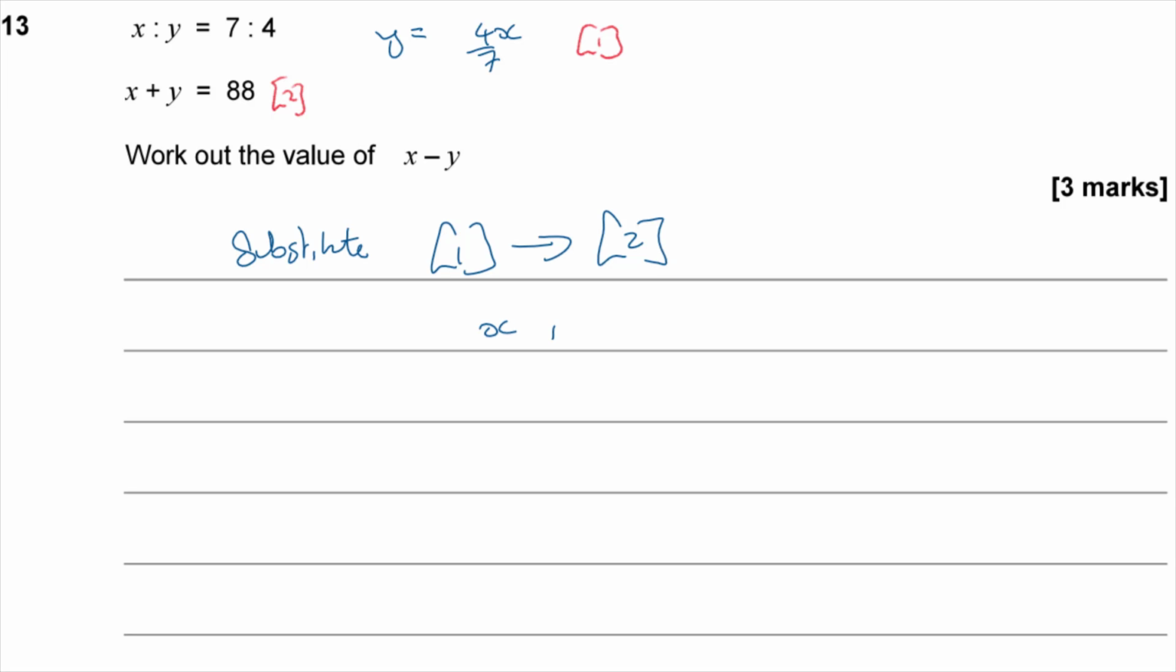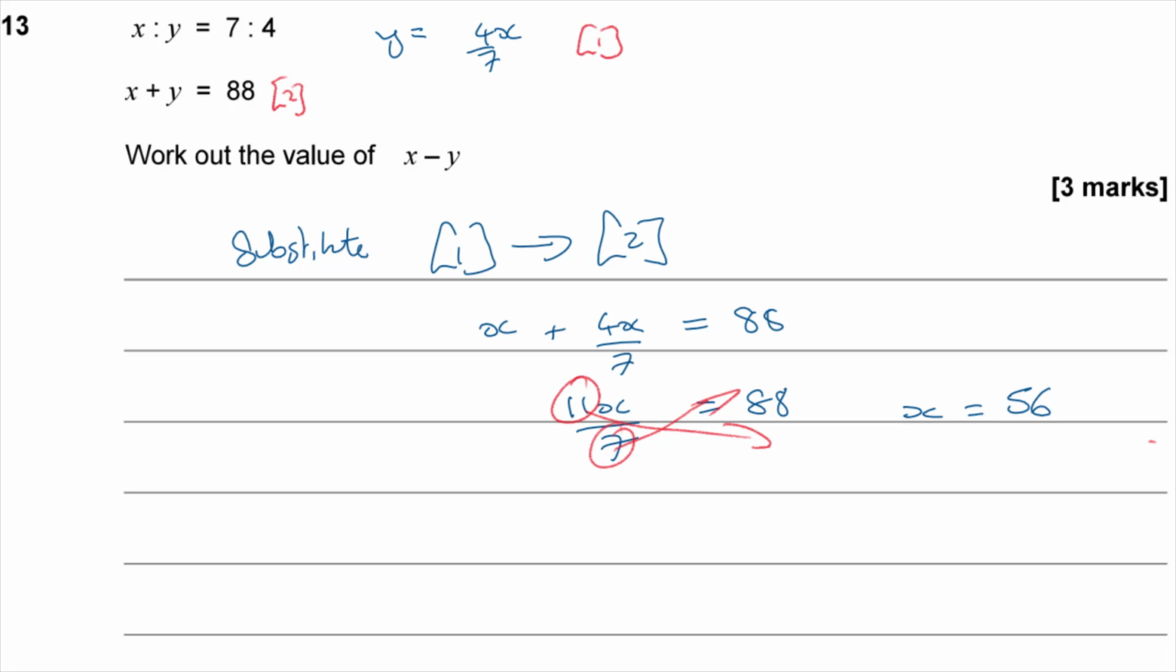x plus y. Now I know from the other equation that y is equal to 4 lots of x over 7. So x plus 4 lots of x over 7 is equal to 88. Okay, so how many x's have I got? If I've got x plus 4/7 of x, x is 7/7 of x. So 7/7 of x plus 4/7 of x is 11/7 of x. So 11x over 7 is equal to 88. So dividing through by 11 and timesing through by 7 should give me x. So x is equal to 88 divided by 11 is 8, and times by 7 is 56.